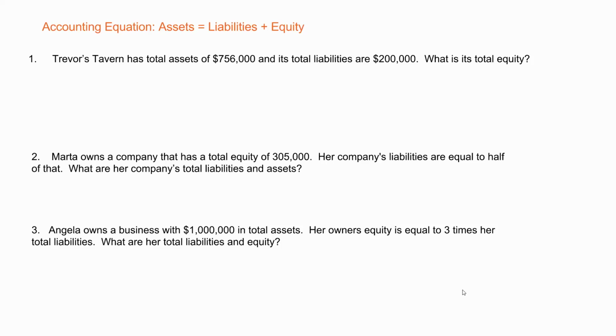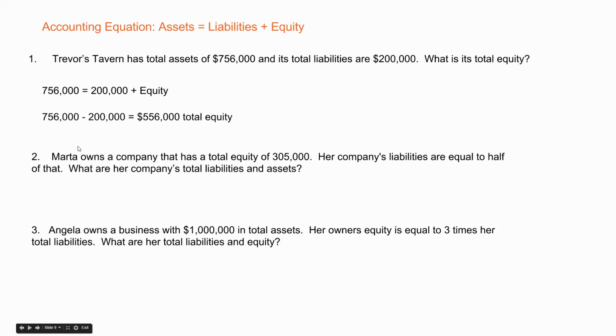Alright, an equation like this is fairly simple and straightforward. All we have to do is plug in what we know into the equation and find out what we don't know. So by doing that, we quickly realize that we need to find equity. How are we going to go about doing that? Well, the only way to move forward is to subtract $200,000 from both sides. By doing that, we realize that we have $556,000 in total equity. Moving on to number 2.